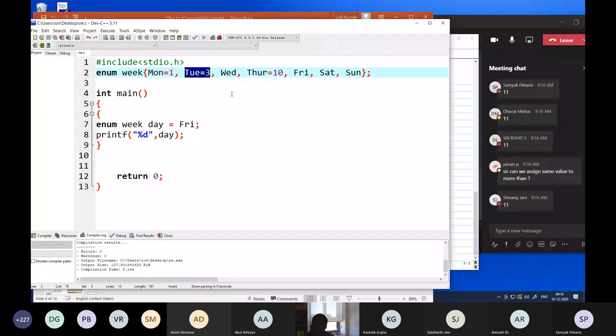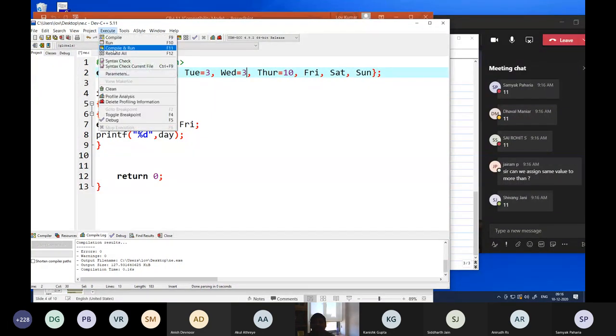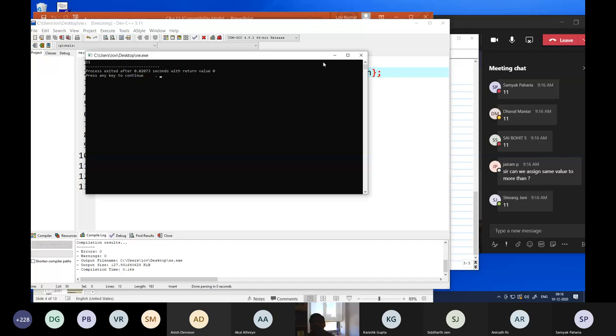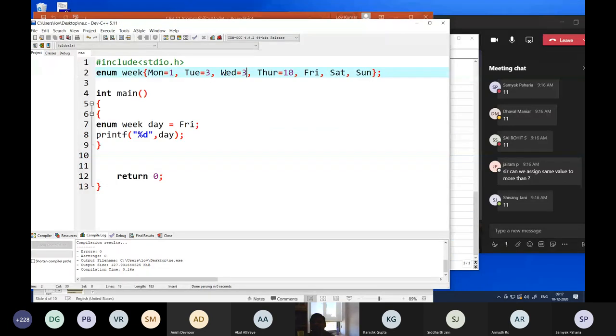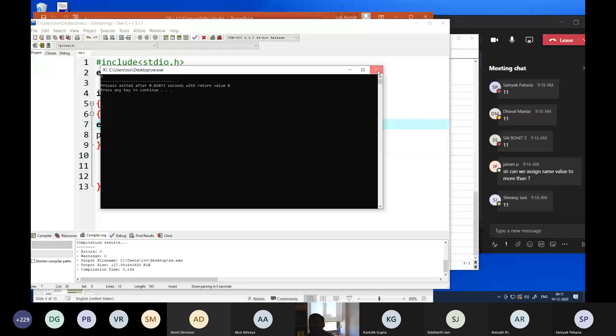Yes, you can assign the same value more than two times. If you assign the same value, there is no problem. Tuesday and Wednesday, both are the same. If you print both, the same value will come. You can assign the same value. It will come as 3.